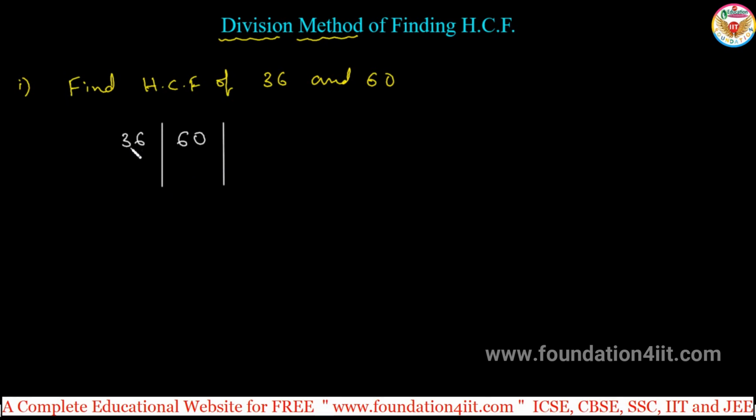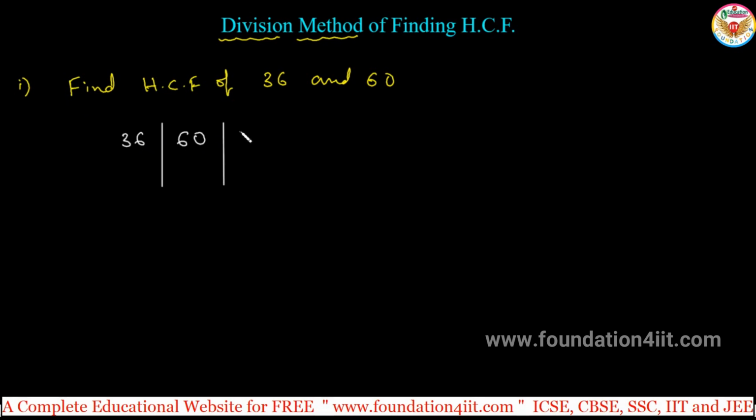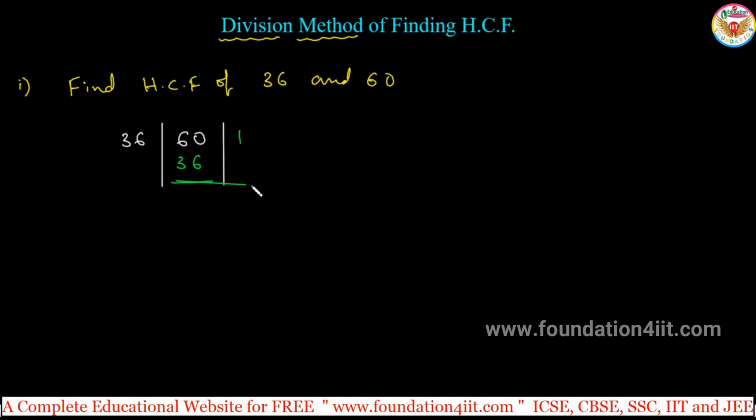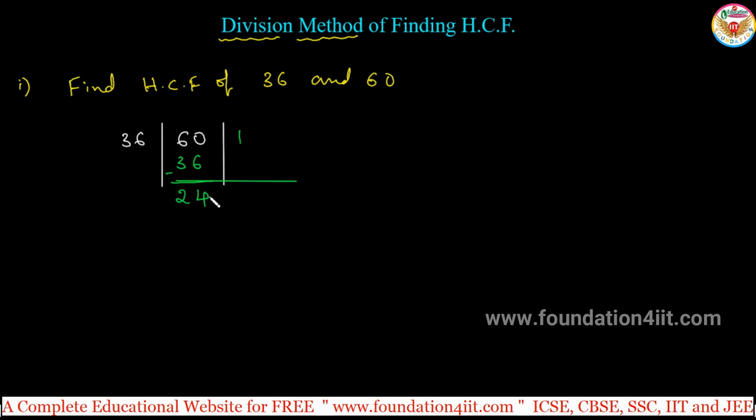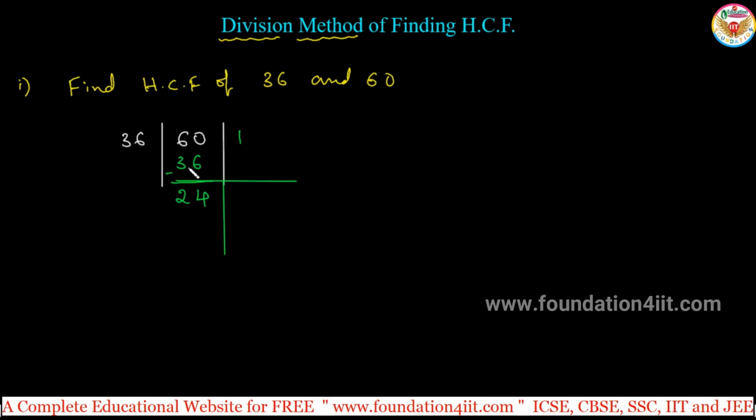In the 36 table, write until you get 60. 36 times 1 is 36; 36 twos are more than 60. That means 36 into 1 is 36. Now subtract: 60 minus 36 is 24. Next, the second step. The first step is to take the larger number and divide with the smaller number. How many times? 36 ones is 36.